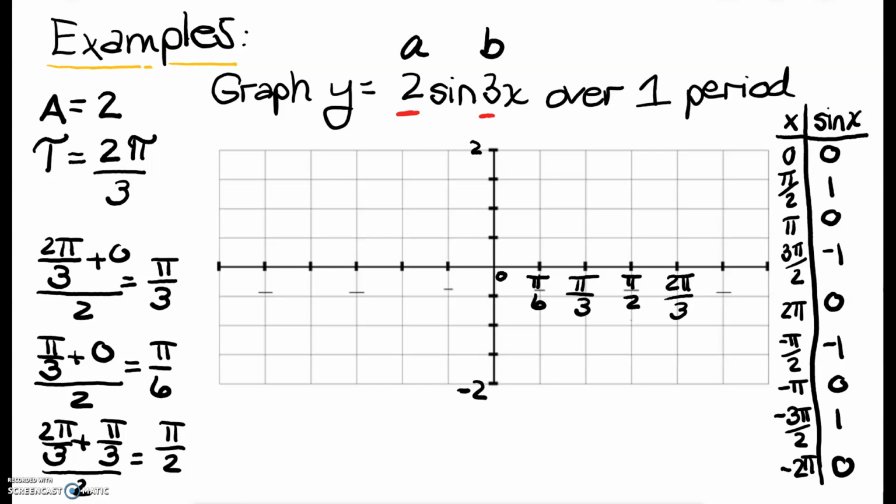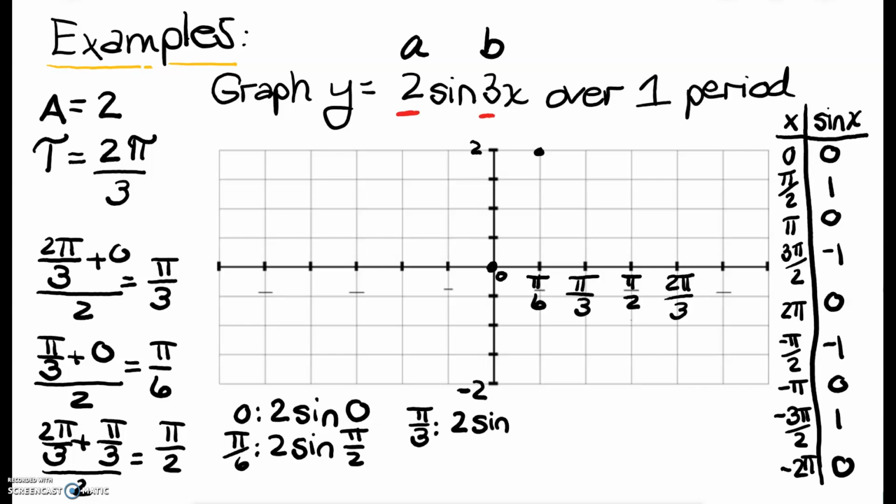Well, I know if I plug in 0 into x, I get 2 sine of, what's 3 times 0? It's 0. I know the sine of 0 is 0. If I plug in pi over 6, I get 2 times the sine of, let's see, 3 times pi over 6 is pi over 2. So when I plug that in, the sine of pi over 2 is 1, and when I multiply that by 2, I get 2. When I plug in pi over 3, I get 2 times the sine of 3 times pi over 3 is pi, and the sine of pi is 0. 2 times 0 is 0.